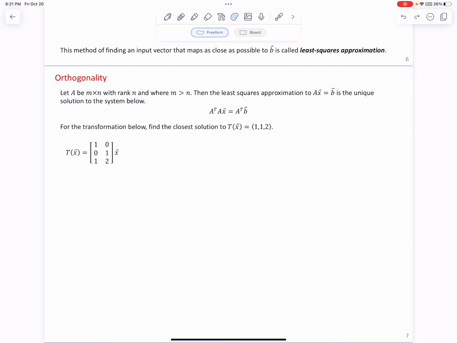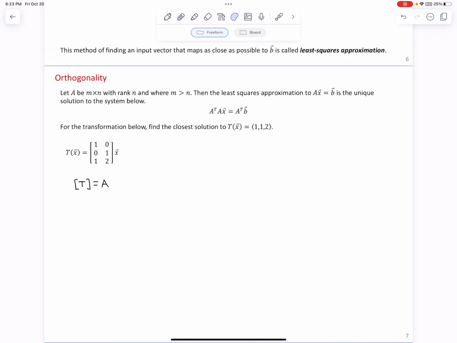Now we're not going to go through the details of why this works. We'll just demonstrate how to use it. For the transformation below, find the closest solution to T of x equals 1, 1, 2. This is a repeat of the problem from the last page, but we're just using a new method to arrive at the conclusion. With this standard matrix of the transformation, we'll just call that A.